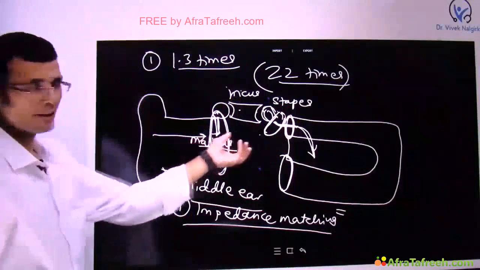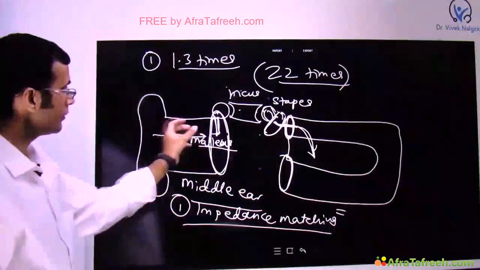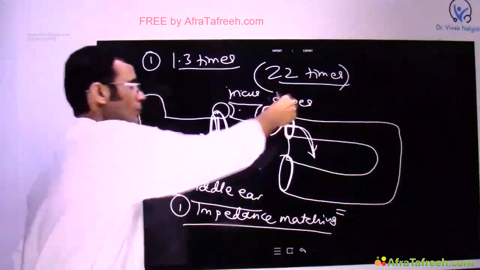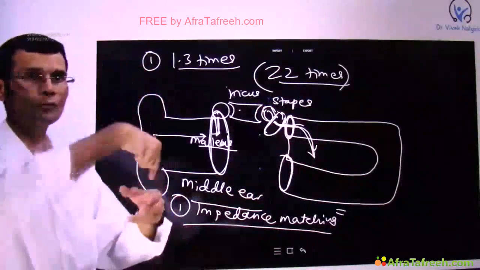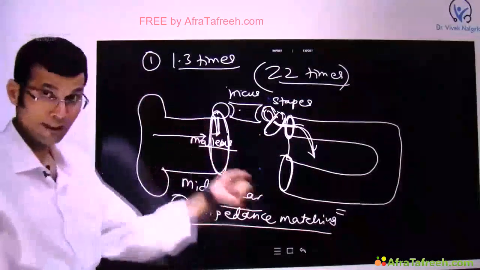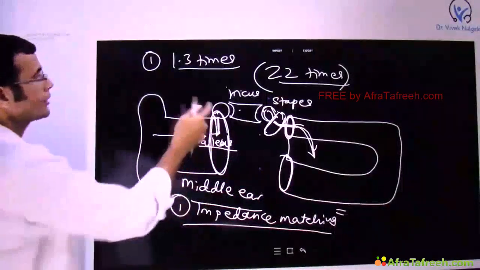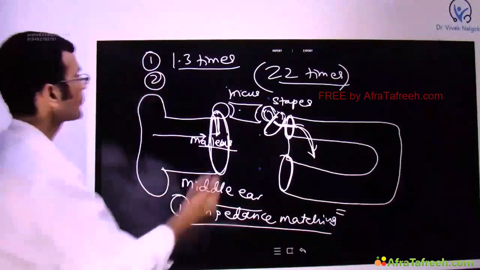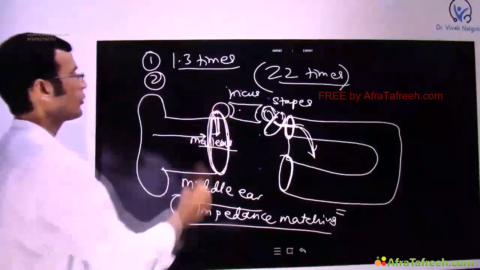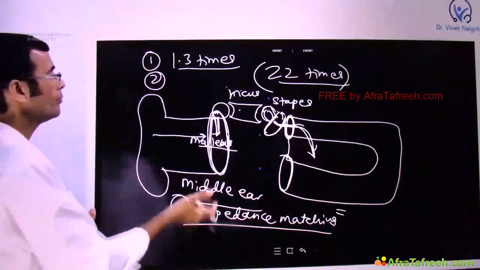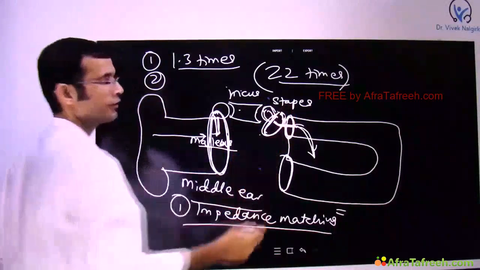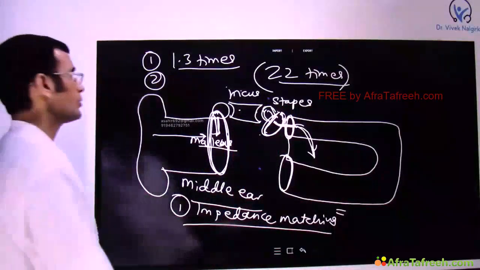They are arranged in such a way that when sound comes and the handle of the malleus moves, the stapes moves with 1.3 times greater force. That is how they are leveraged. So that's one way of increasing the force, one factor. And second is, the tympanic membrane has a surface area of 55 millimeter square, and the foot plate of the stapes has a surface area of about 3.2 millimeter square.